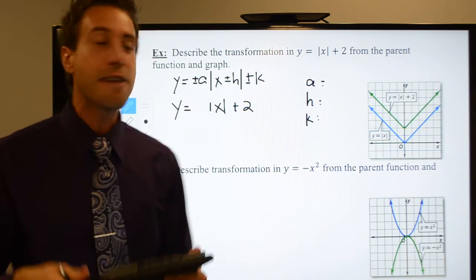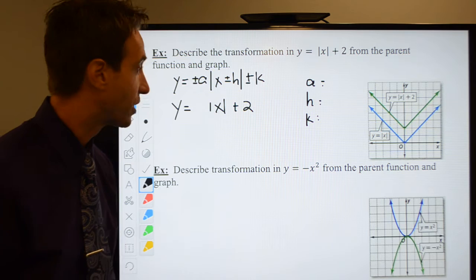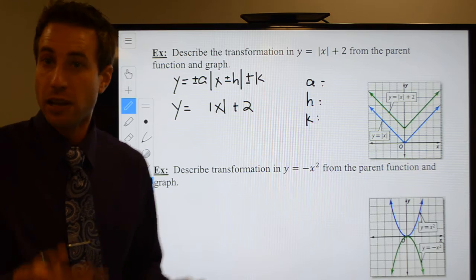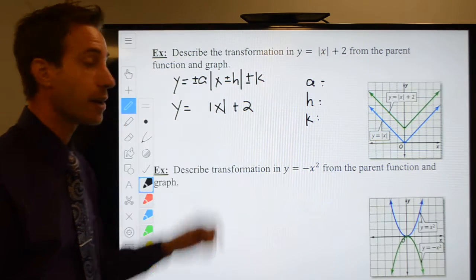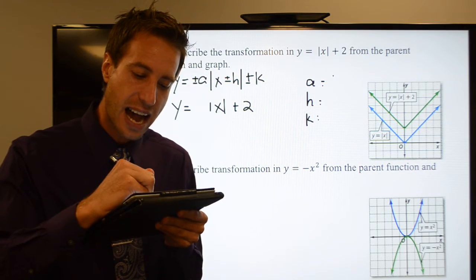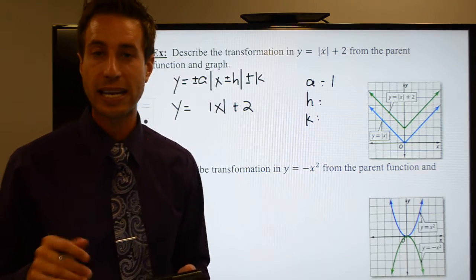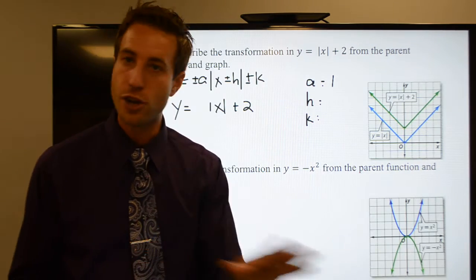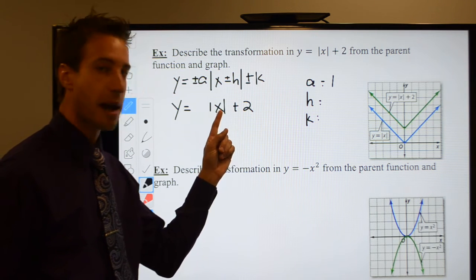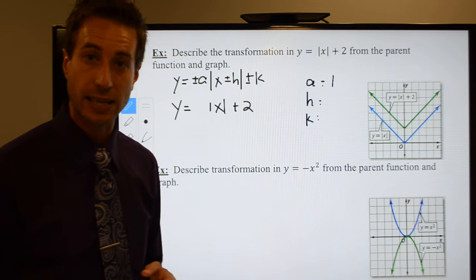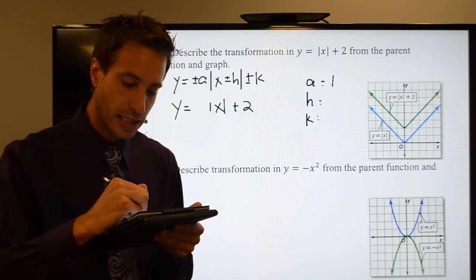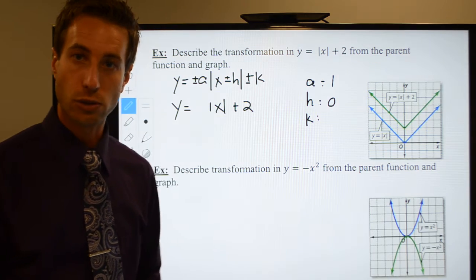The first one: if I have a dilation, I will have some number multiplied in front of my absolute value. Is there anything there? No, there's just a 1. There's an implied 1 in front of that absolute value, and 1 does nothing to the graph. 1 is neither a stretch nor a shrink, so I have no dilation in this problem. The next is an h. If I have an h, there'll be a number inside the absolute value sign with my x. I don't have one, so h is 0 and I don't have a horizontal shift.